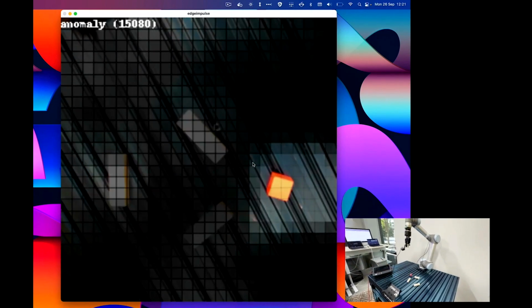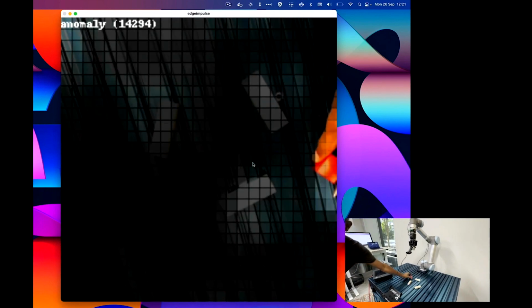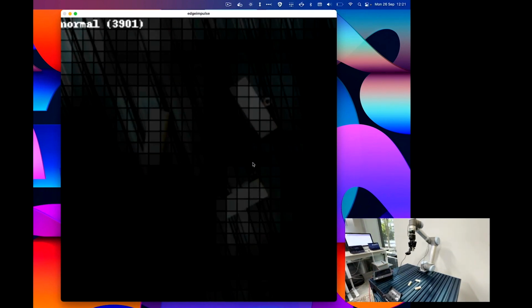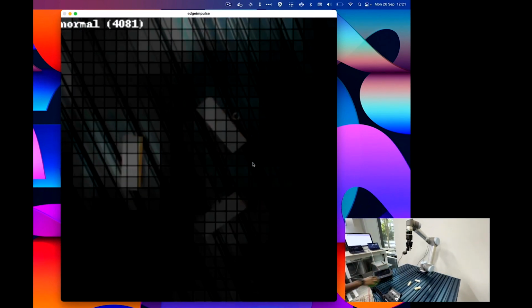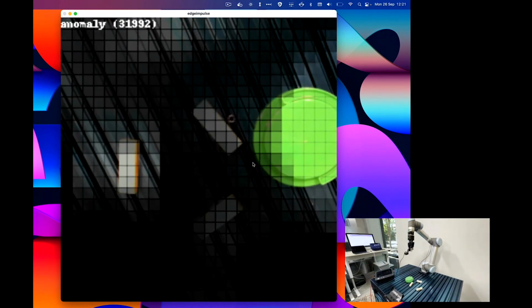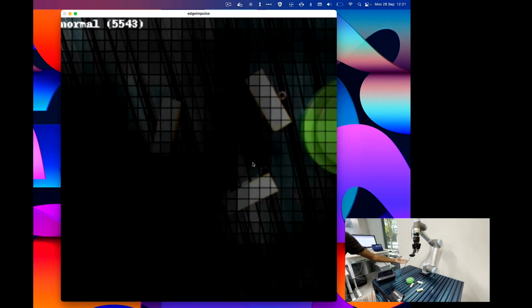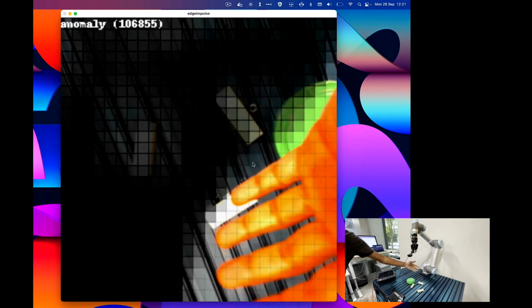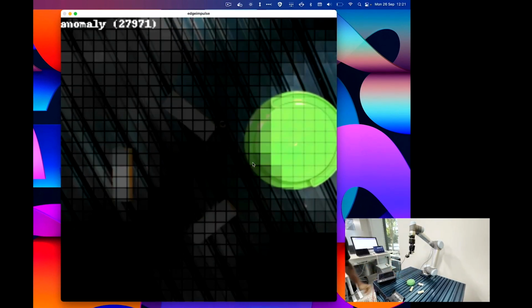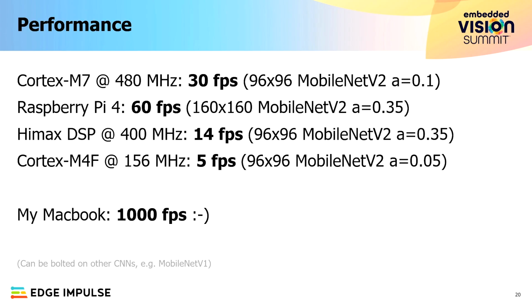So we introduce a red cube, never seen that, lights up. Removing the red cube, okay, back to normal. Introduce a green something, and it lights up immediately. Take that out, and now I put a hand or something else that is never seen. Super clear. That is definitely an anomaly. So really cool. We sort of get this for free, and this runs on a Raspberry Pi at, I think, 60 frames a second or something, with a 160 by 160 pixel image, outputting a 20 by 20 heat map.